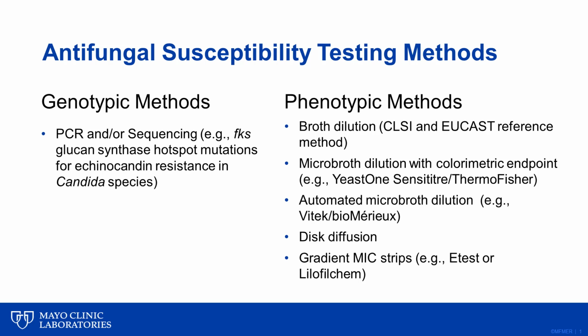Often these alternative methods are selected because the susceptibility panels are commercially available, making them convenient for busy laboratories who would prefer to purchase rather than make their own broth dilution panels. Finally, the disk diffusion method or gradient MIC strips, like the E-test strips or gradient strips from Liofilchem, are also commercially available and are utilized by some laboratories.